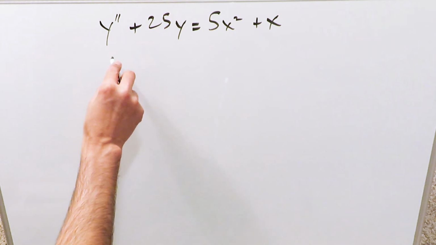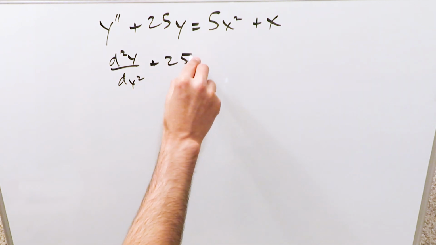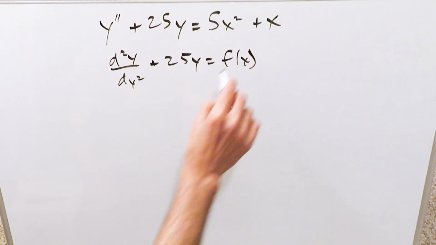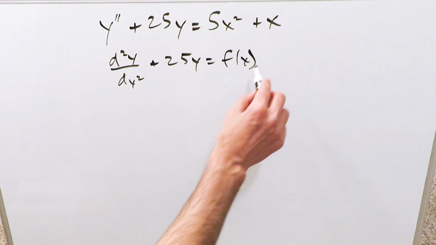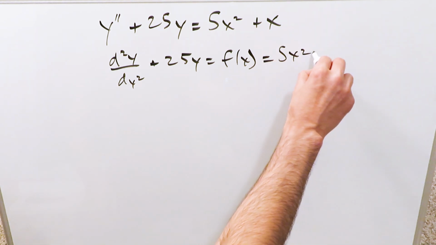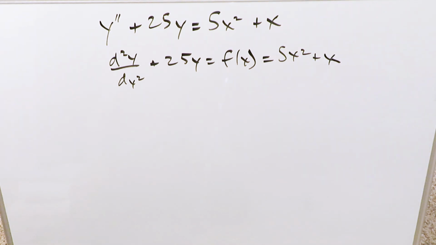You have something which looks like d squared y over dx squared plus 25y is equal to a certain function. If that certain function was equal to 0, you'd be looking at a homogeneous equation, but this certain function is equal to a quadratic expression, therefore it's non-homogeneous, and therefore you have to solve it with a technique that you are familiar with from the previous video.